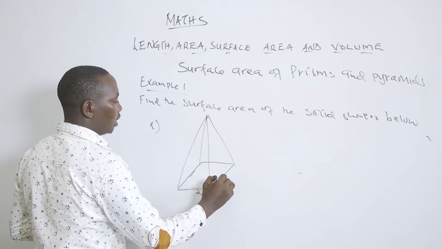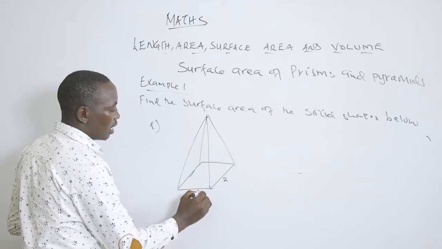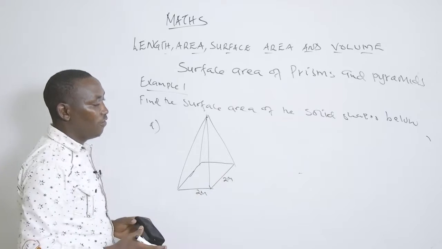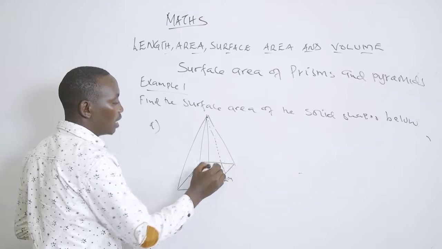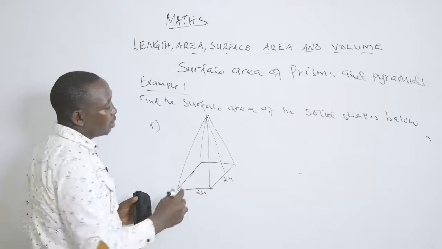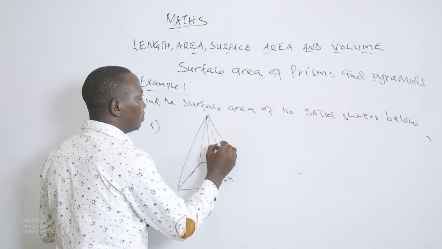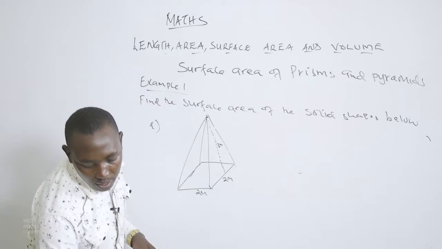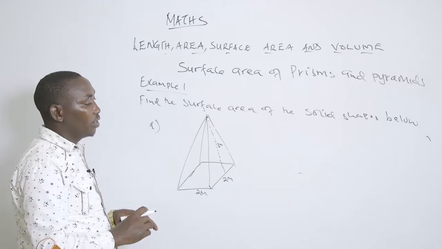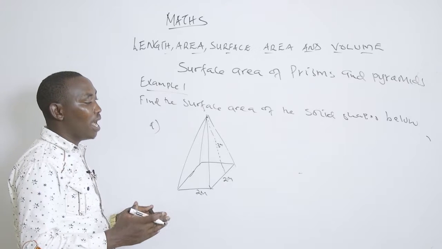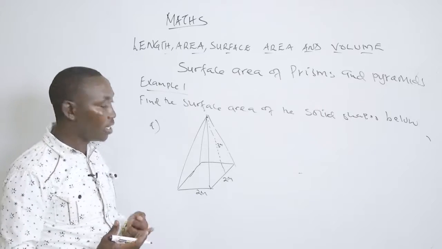So that is 2 units against 2 units, and they're given in terms of meters. Then this particular height of one particular triangle, we are told, is 3 meters. It's also important for us to draw the net of this particular solid before we can proceed and know how many triangles we have and what other figure we need to add.